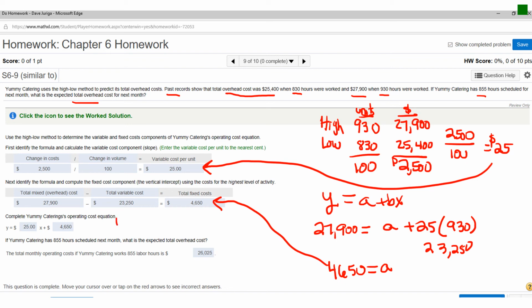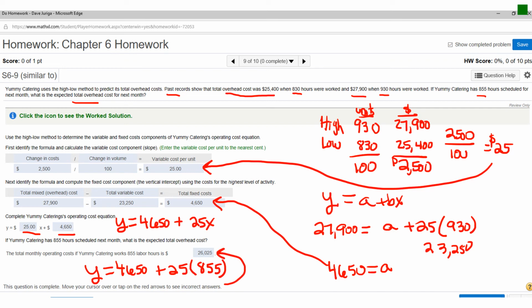So then look at the equation. Y is equal to, and however you want to write this, 4,650, which is your fixed, plus 25x. They're showing 25x plus 4,650, same thing. And then the last step, you plug it in. You say y is equal to 4,650 plus 25 multiplied by 855, because that's the volume you're wanting to use, and you're going to get $26,025 as your predicted cost.